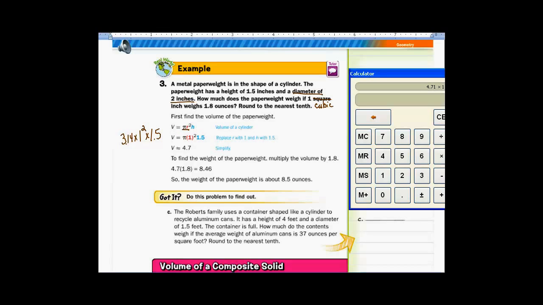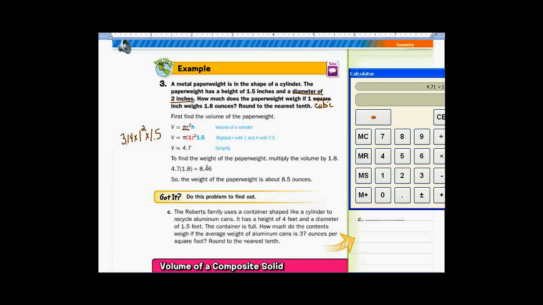8.478, and that is the difference between rounding it and not rounding it. So again, I will give you that leeway there. 8.478. All right, so I want you to pause it and try C, please.